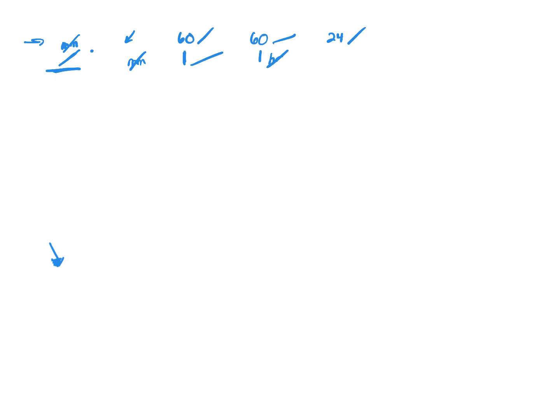So what am I left with? I'm left with meters here. Let me change to a different color. Meters over day, which is what I want. So in the top, I have a 60 and a 60 and a 24 meter. And in the denominator, I've got a 1,000 times units, which is days, is what's left.